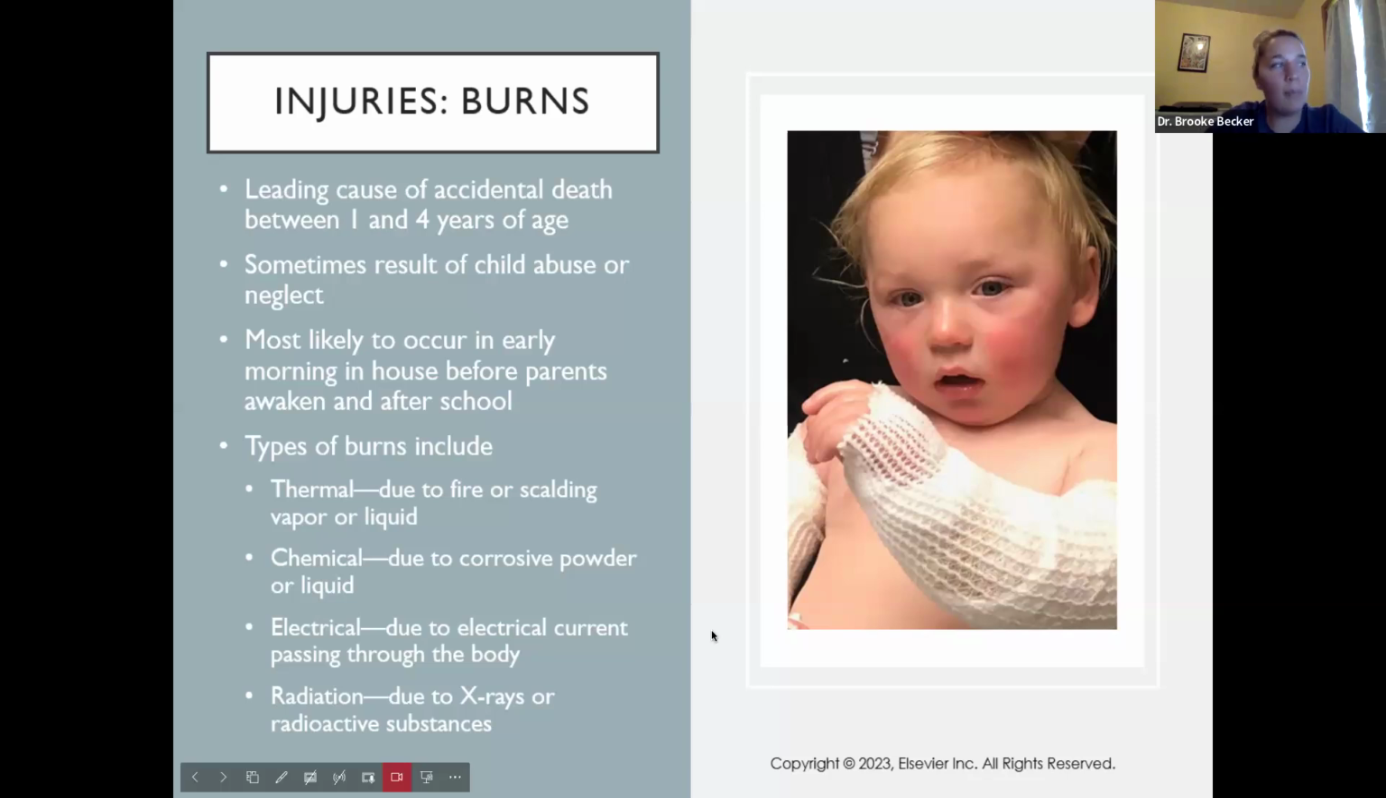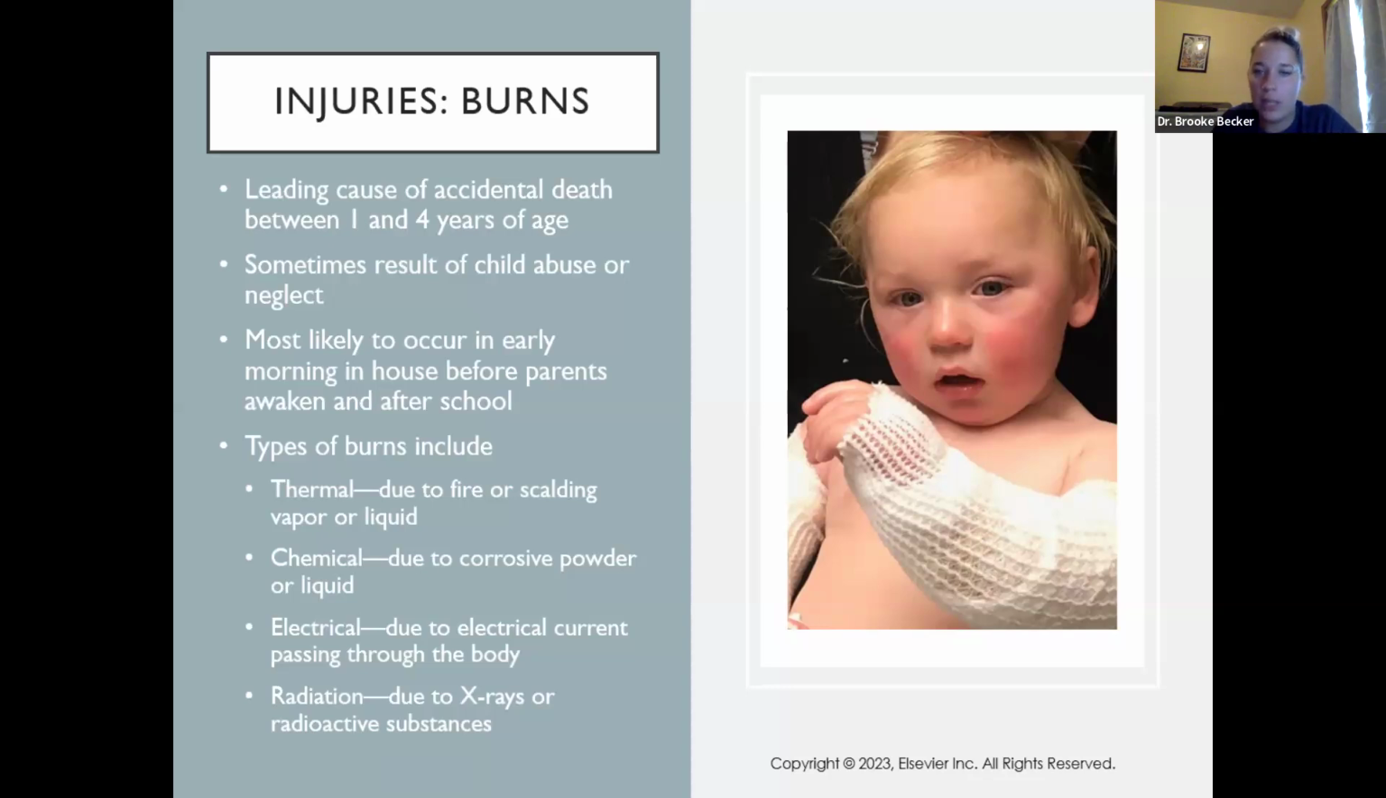There's different types of burns. Thermal burns, which is going to be from fire, from scalding hot vapor or liquid. Chemical burns, those are going to be to a substance, so a powder or a liquid that kiddo comes in contact with, and it chemically burns their hand. But there wasn't a fire in that scenario. It was just that exposure to that chemical.